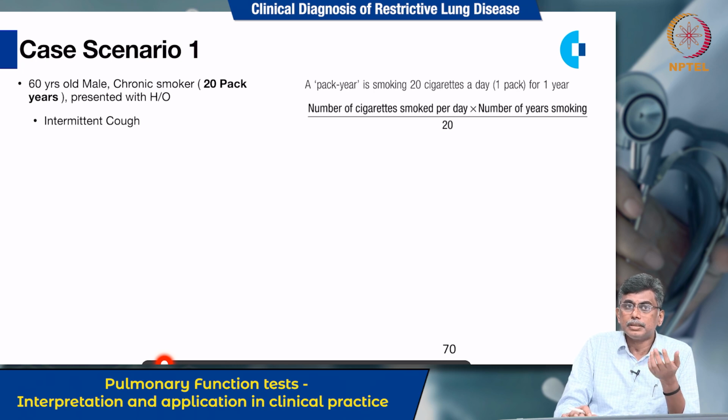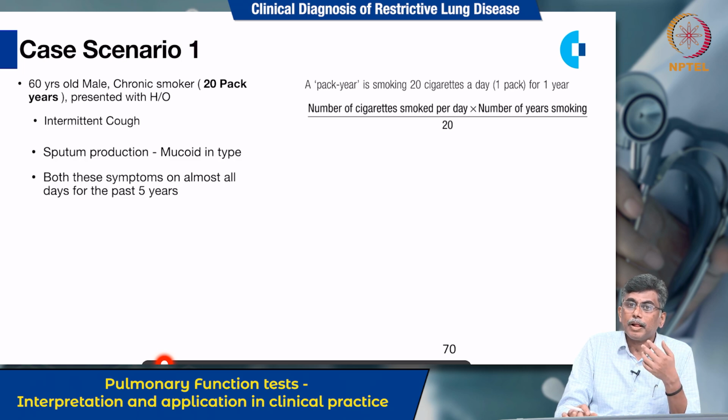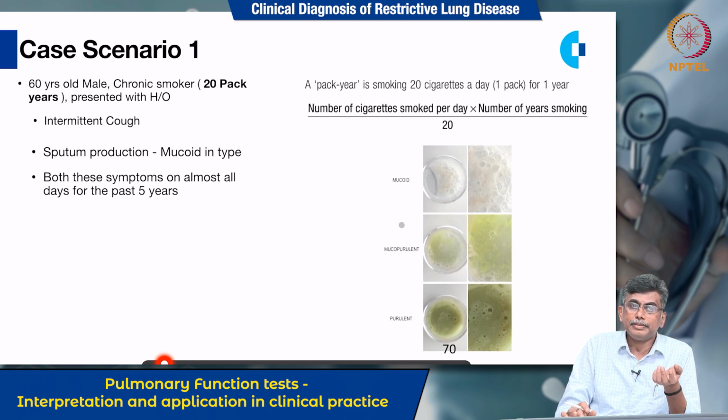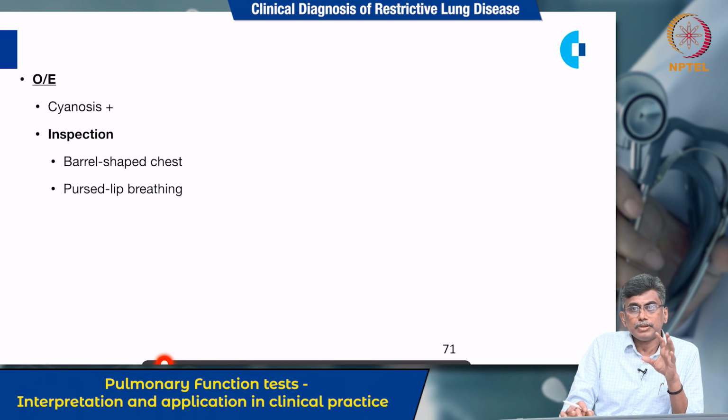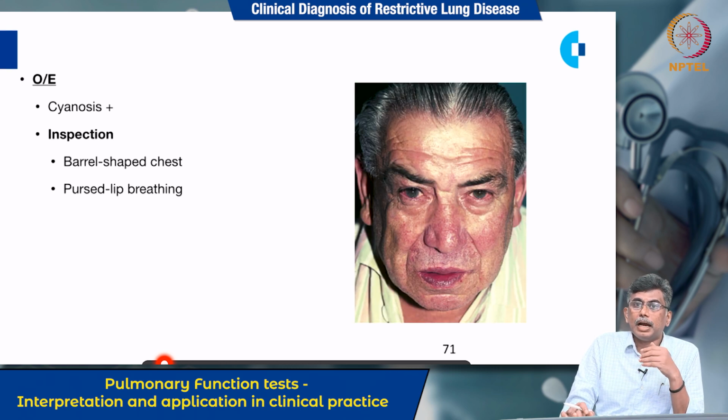So 20 pack years he has been smoking, and he has developed intermittent cough and sputum production which is of mucoid type. These symptoms are present on almost all the days in the past 5 years. In addition, whenever he develops a respiratory infection, the sputum becomes yellowish and he becomes dyspneic, and there is also wheeze. So with this history we can make a diagnosis, because there is wheeze and exposure to chronic smoking.